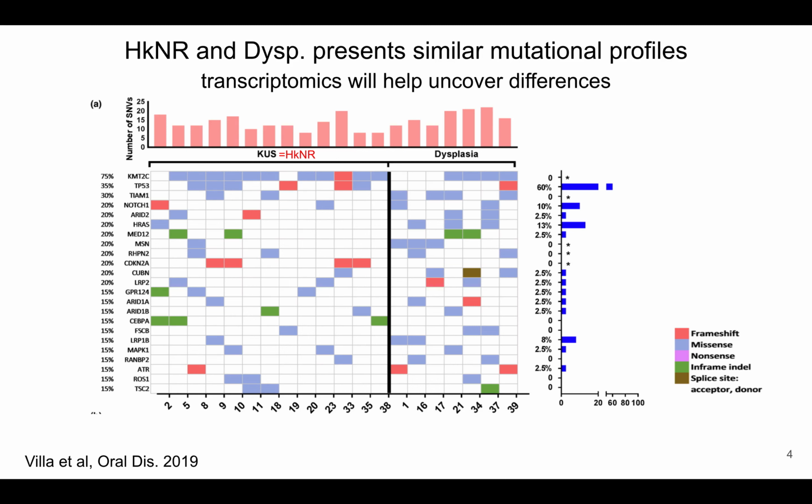Our colleagues have already shown that HKNR and dysplastic samples show very similar mutational profiles. For example, here, when you consider the top mutated genes in TCGA head and neck cancer and see the mutational profile of HKNR and dysplasia, you see that they are very similar. So with this study, we are trying to use transcriptomics to help us uncover some of these differences between HKNR and dysplasia, and also help us identify important mechanisms of early transformation and support the design of novel interception strategies.